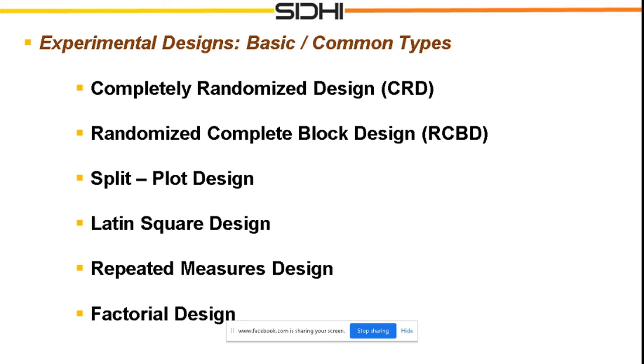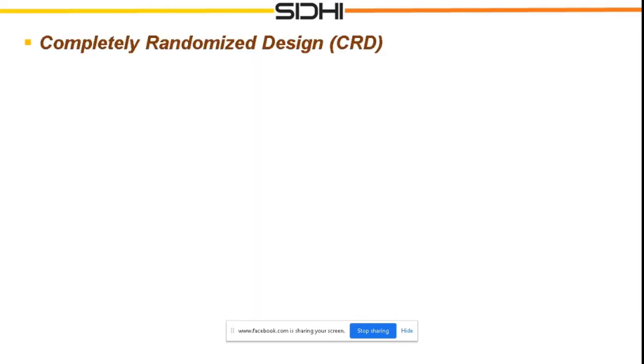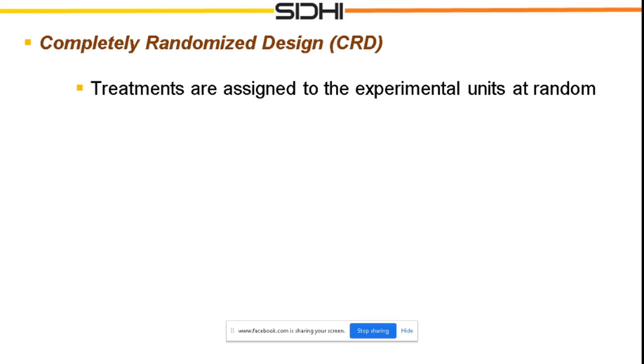So I chose the 6 because these are the main experimental designs that we have, but there are actually subtypes of this. But of course, this is the first thing that we need to understand before we go to those subtypes. First, you have your completely randomized design. So the treatments are assigned to the experimental unit at random. Okay, so again, like the picture that I showed you a few slides ago, this is what it is.